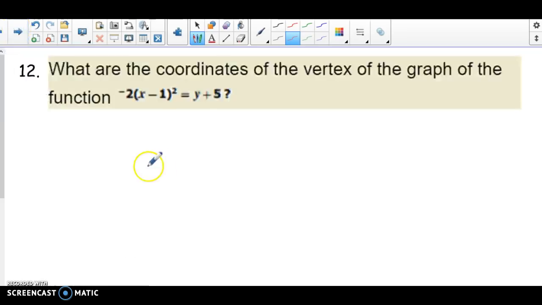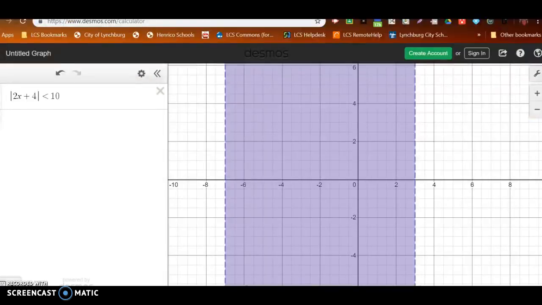For this one, what are the coordinates of the vertex of the graph? Remember, the vertex is where your graph stops going in one direction and turns and goes in another direction. So when we look at this one, we're going to graph it. You can either graph it in your calculator under y equals, or you can graph it in Desmos. Let's look at it in Desmos and see what it looks like.